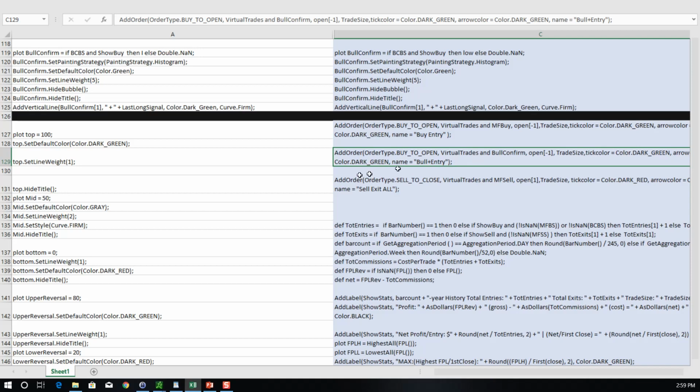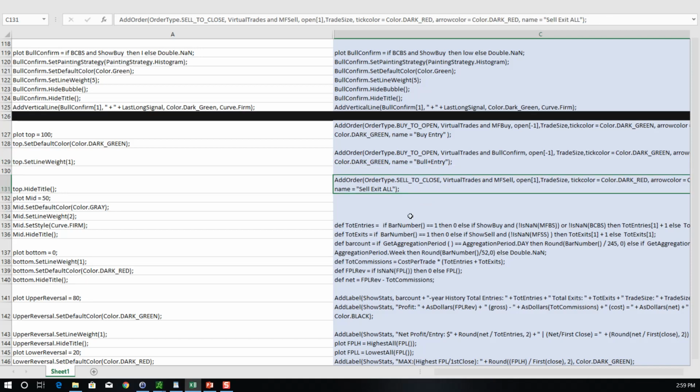Again, we color this, and we want to name this differently so that we know this is a bull confirmation signal. So I just put a bull plus entry. You don't want these labels to be real long. They start going over each other on your chart. And finally, we have a signal where we can get out. Order type is sell to close, virtual trades.